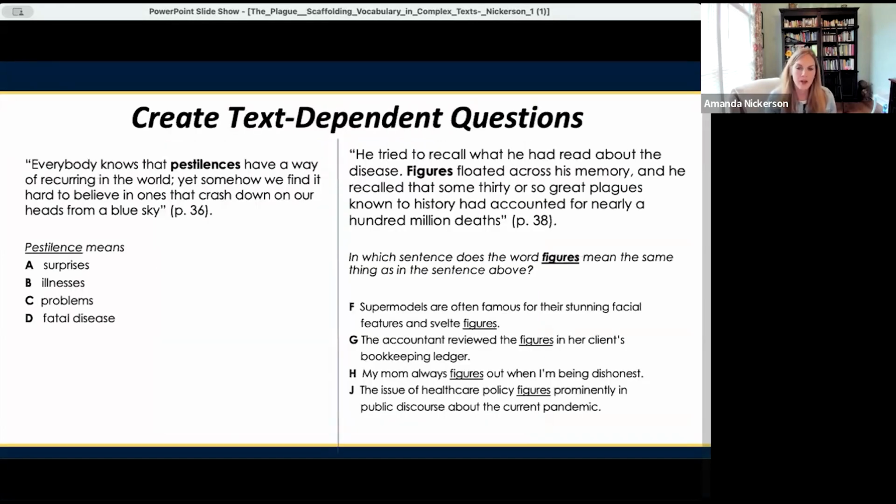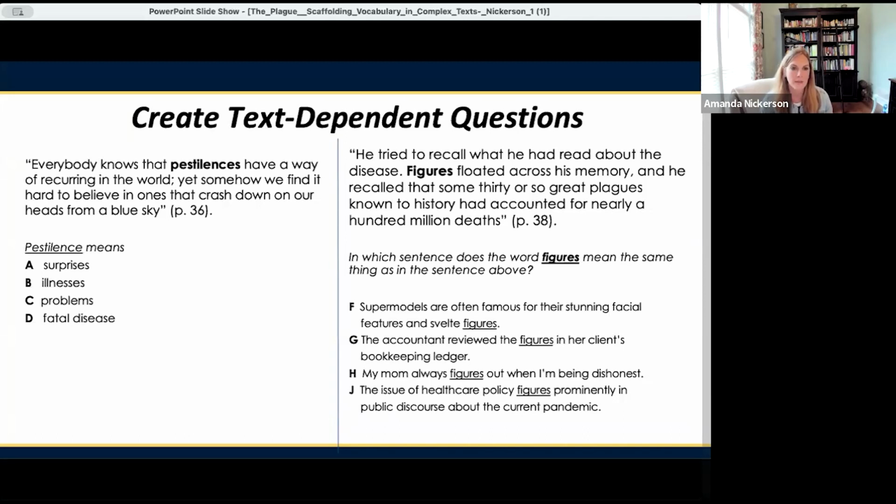So I want to shift to looking at a couple opportunities here for text-dependent questions, because once we've explicitly taught these words, we've taught their pronunciation, we've given student-friendly definitions, we've given examples and non-examples, we've given them chances to check for understanding, we want to diversify the exposures that students have. So I can create text-dependent questions that perhaps look like some of the assessments they'll see towards the end of the year.